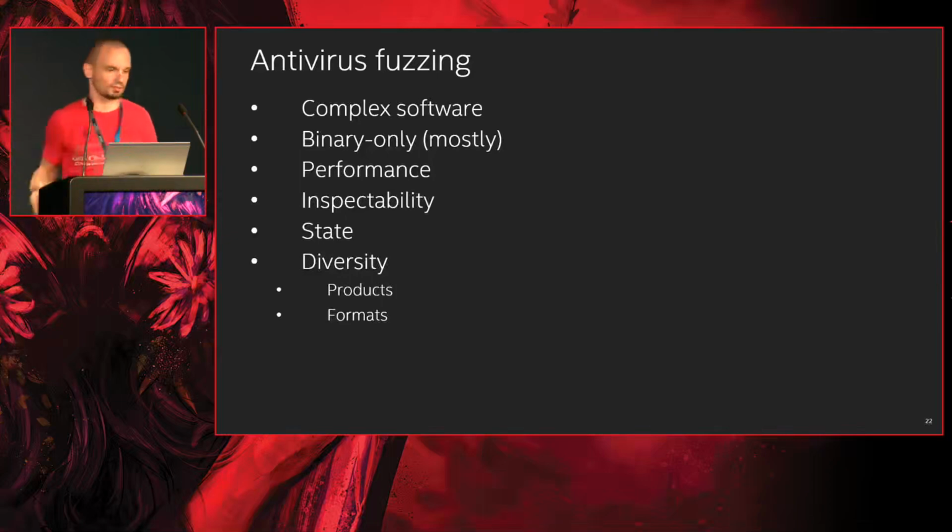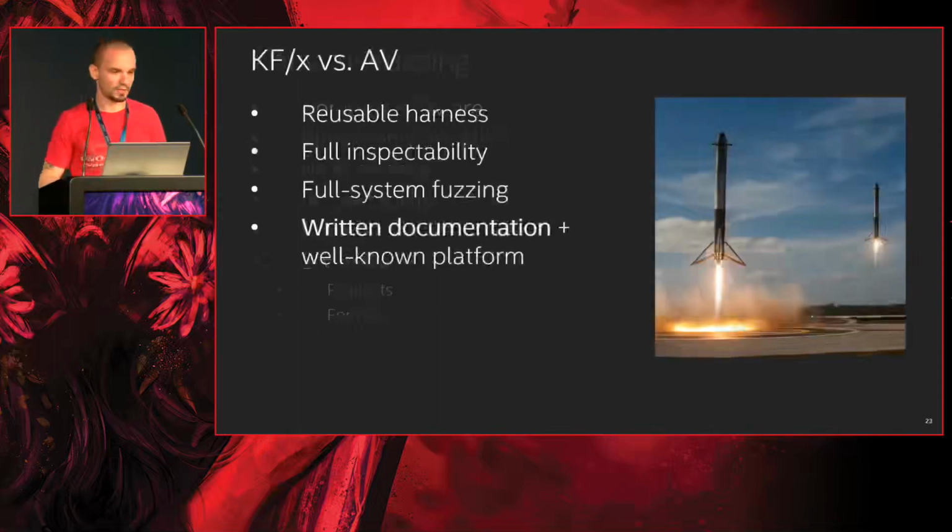See performance above. And last but not least, and this was the starting point of this quest for me, is diversity. So there is no such thing as an Excel of antivirus software. There are many vendors, many products of a single vendor, and of course these individual products can contain a lot of different parsers, so we need to automate this in order to have some nice coverage.